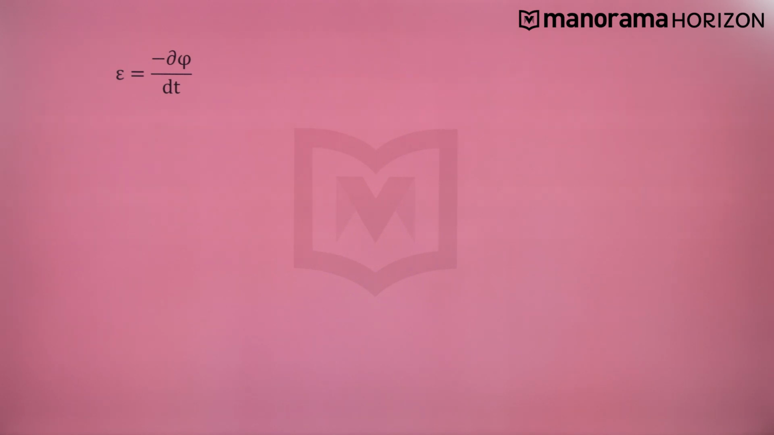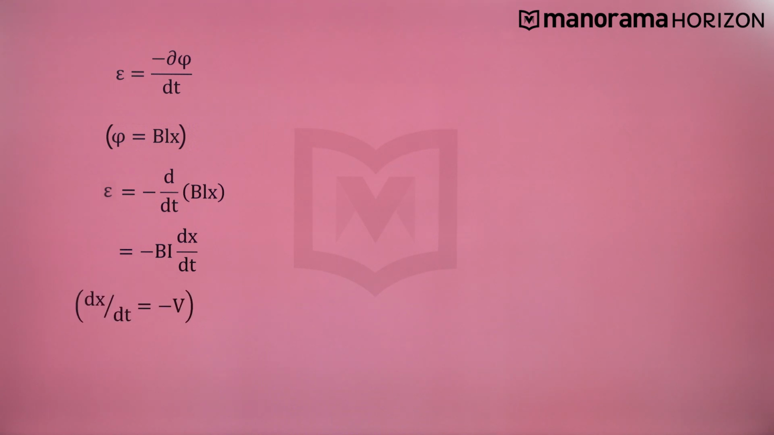So E is equal to negative d phi by dt. Since phi is equal to B times L times X, we can say that the EMF is equal to the negative time rate of change of BLX, or negative d by dt of BLX. Since B is constant, that is, the magnetic field is constant, and L is also constant, we have a new relationship, negative B times L times dx by dt.